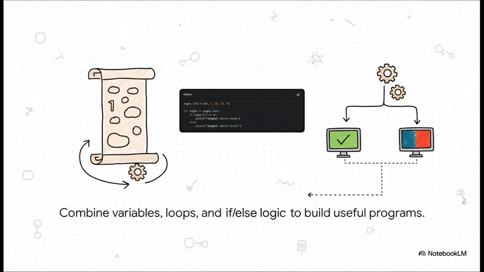Now let's see how it all comes together in a simple, complete program. Here, we're using a list to hold some numbers, a for loop to check each one, and an if-else statement to figure out if that number is even or odd. See that? You already understand every single piece you need to build this yourself.